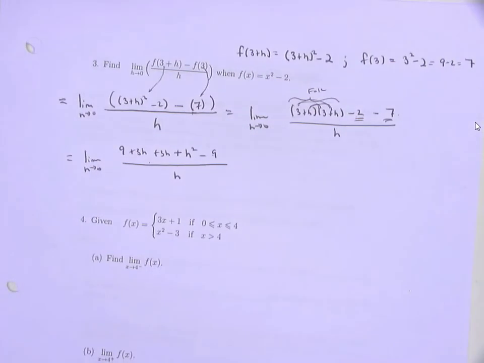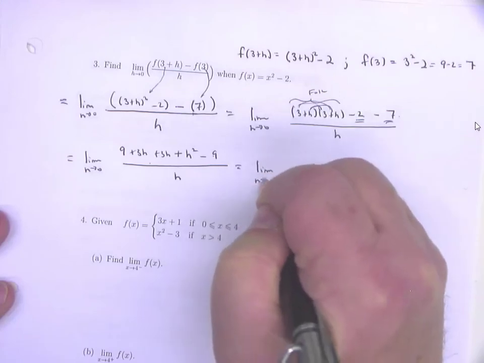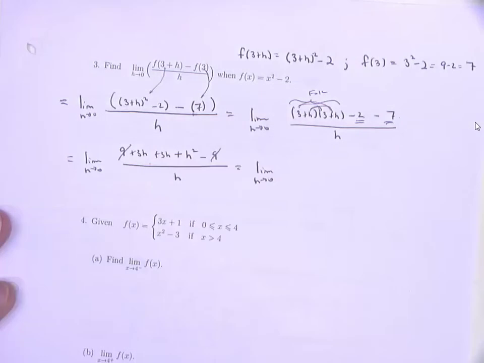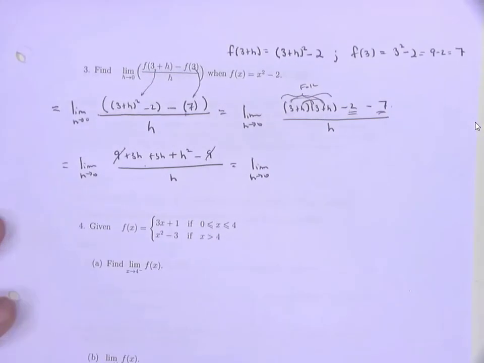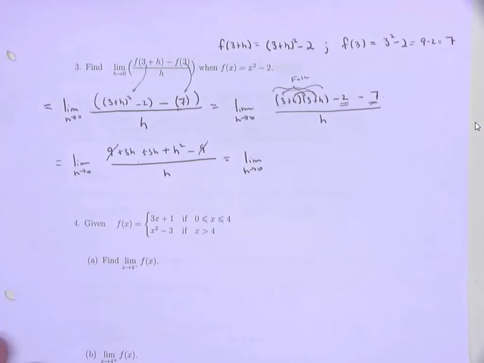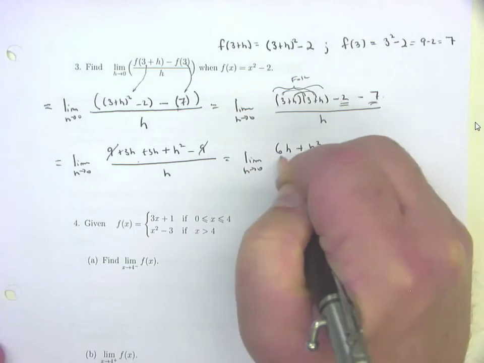Now, clean it up. So this is equal to, and I keep writing limit until I actually plug in the number, h is going to 0. Here, the 9's cancel. 9 minus 9 goes away. The 3h plus 3h is what? What's 3h plus 3h? 6h. So this will be 6h plus h squared divided by h.